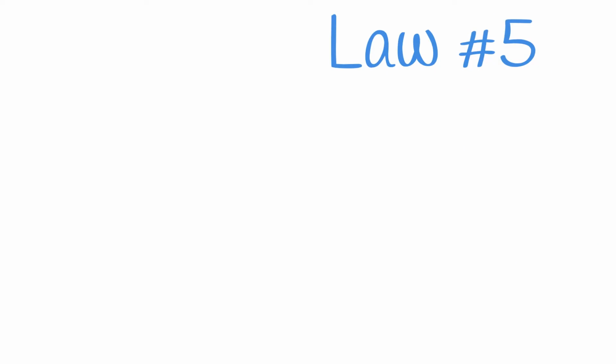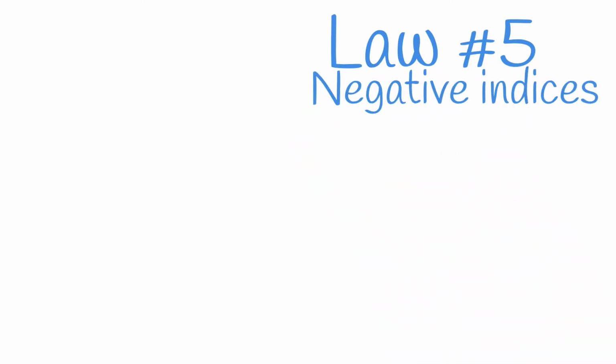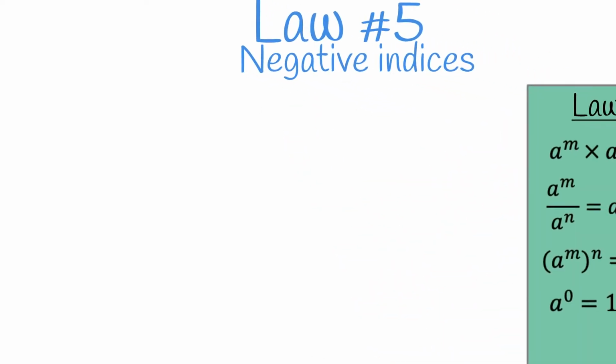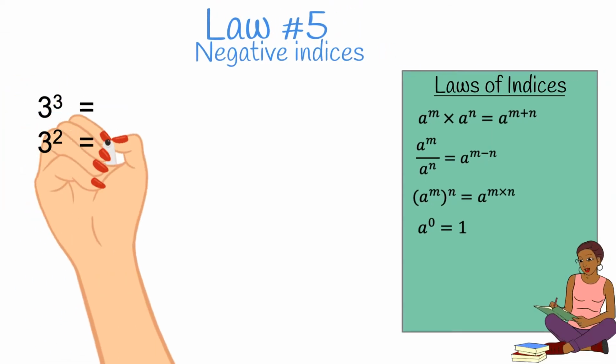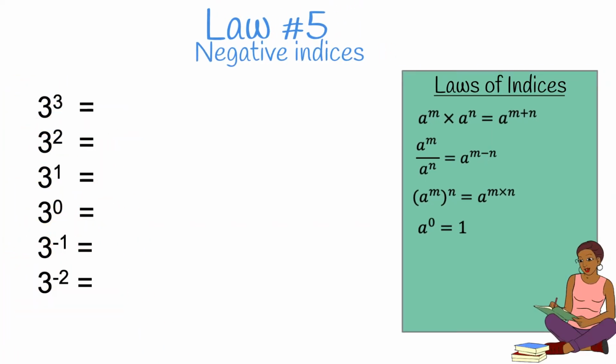So let's look at law number 5, and this is negative indices. Let's look at descending powers of 3. We're going to fill this out and see if we spot a pattern. So 3 to the power of 3 is 27, 3 squared is 9, 3 to the power 1 is 3, anything to the power of 0 is 1. So that's all we can fill in for now, unless we spot a pattern.